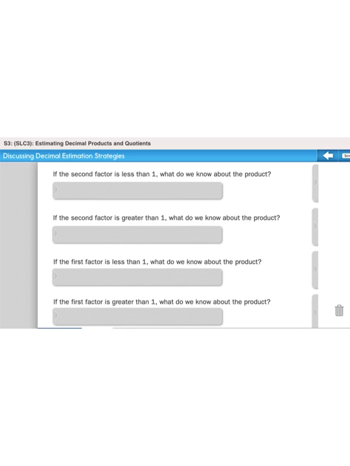If the first factor is less than 1, what do we know about the product? The product will be less than the second factor. If the first factor is greater than 1, what do we know about the product? The product will be greater than the second factor.